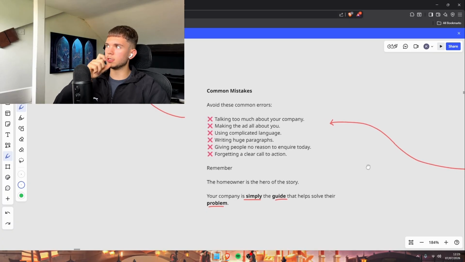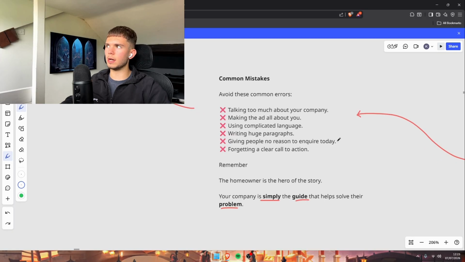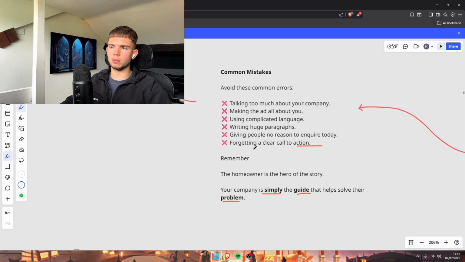So here's some common mistakes we need to avoid. It's talking too much about your company, making the ad all about you, using complicated language, writing huge paragraphs, giving people no reason to inquire today, forgetting a clear call to action. Just remember, the homeowner is the hero of the story, so your company is simply the guide that helps them solve their problem.